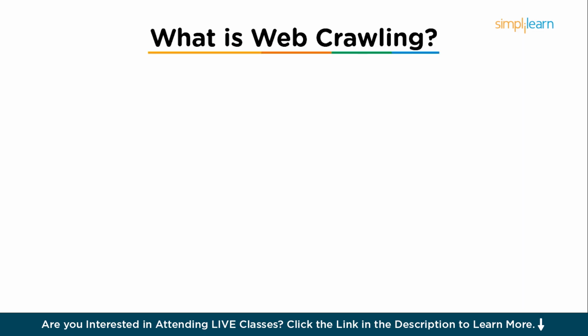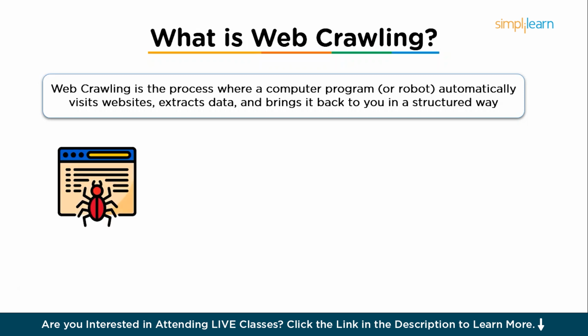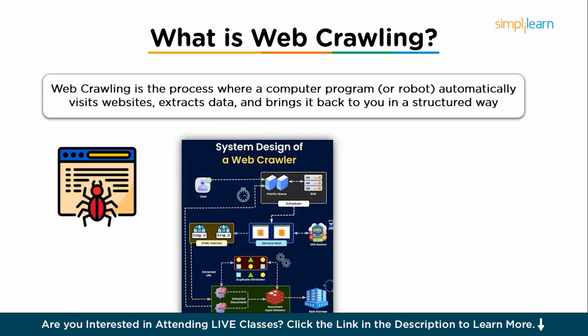Alright, so let's start with the basics and first understand what exactly is web crawling. Imagine you're a reporter covering a big event. Instead of attending every session or speaking to every guest by yourself, you send a robot to gather all the news for you. The robot visits every corner of the event, notes down all the important details, and then brings them back for you to report on. This robot is essentially a web crawler. So in simple terms, web crawling is the process where a computer program or robot automatically visits websites, extracts the data, and brings it back to you in a very structured way.